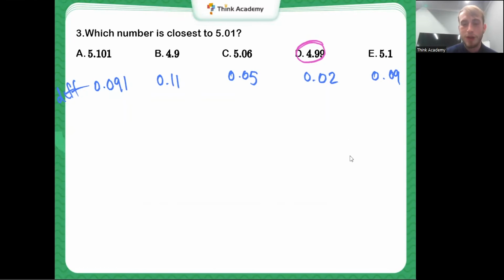So for that one, you can just do a subtraction if you're not sure, and have some practice at comparing digits in different place values after the decimal.